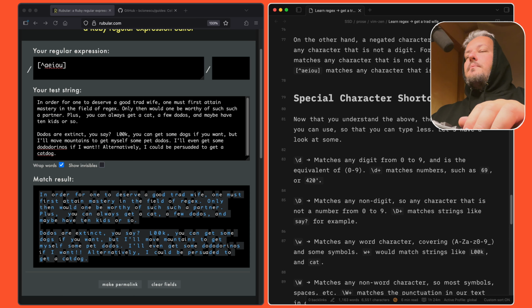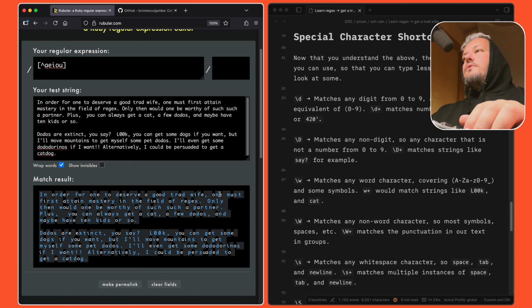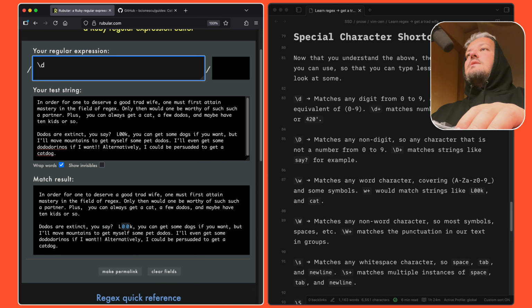Let's have a look at some. We're going to start off with backslash lowercase d, which matches any digit from 0 to 9 and is the equivalent of just square brackets 0 to 9. So it matched the zeros. If we do d plus, it matches full numbers. If you pay attention to the highlight below, the zeros are a bit spaced apart. If I do plus, they're together. This is because the lowercase d matches each digit independently, whereas the plus matches the whole number.